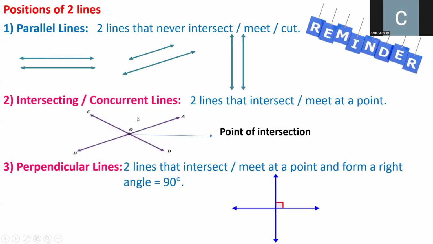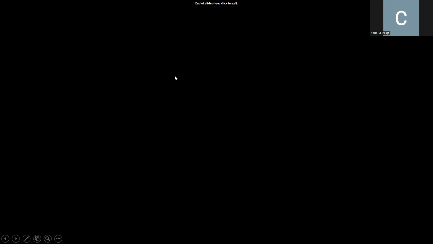Then we started talking about positions of two lines. How can two lines be with respect to each other? Two lines can be parallel lines. What do we mean by parallel lines? Two lines that never intersect or never meet or never cut. They can be parallel horizontally, they can be parallel oblique, or they can be parallel vertically.